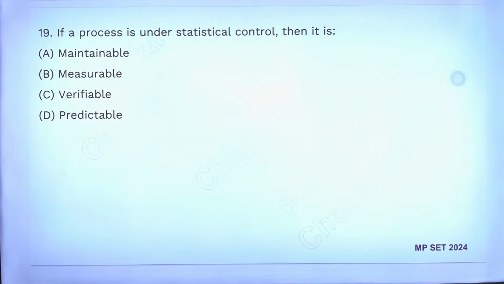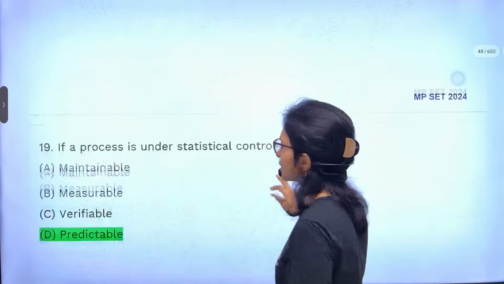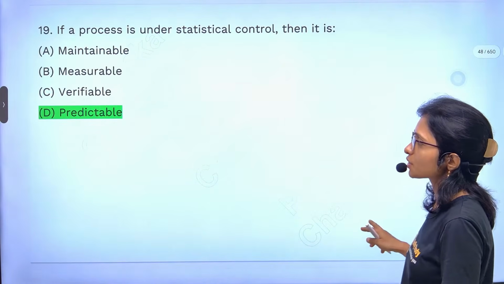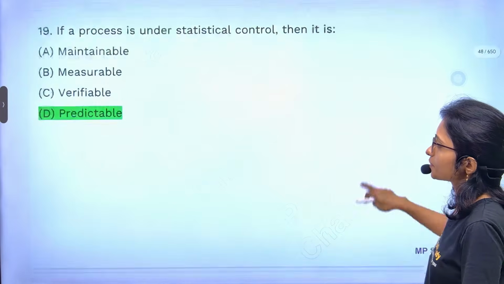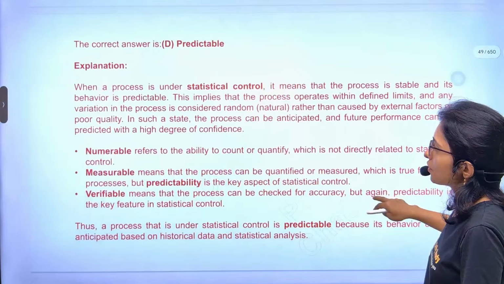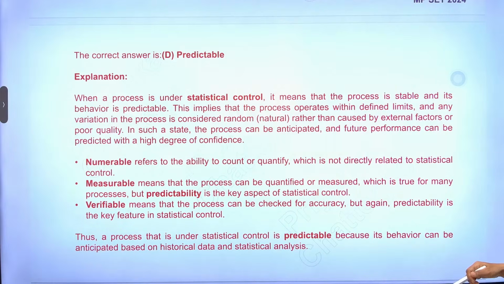Now it is question number 18 or 19? Question number 19. Okay. Good. Here your answer is predictable. Then it is predictable. Why? Because if the process is under statistical control, then I am able to predict. Meaning I can say what can happen. Okay. This is the meaning.